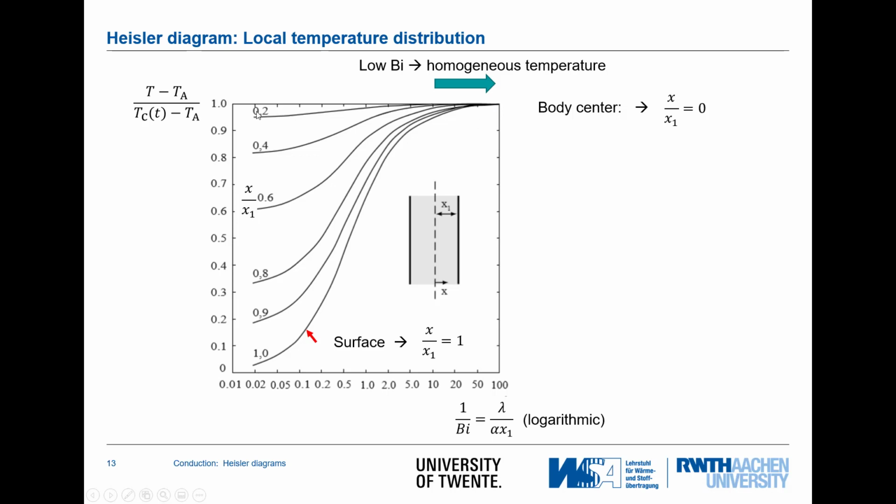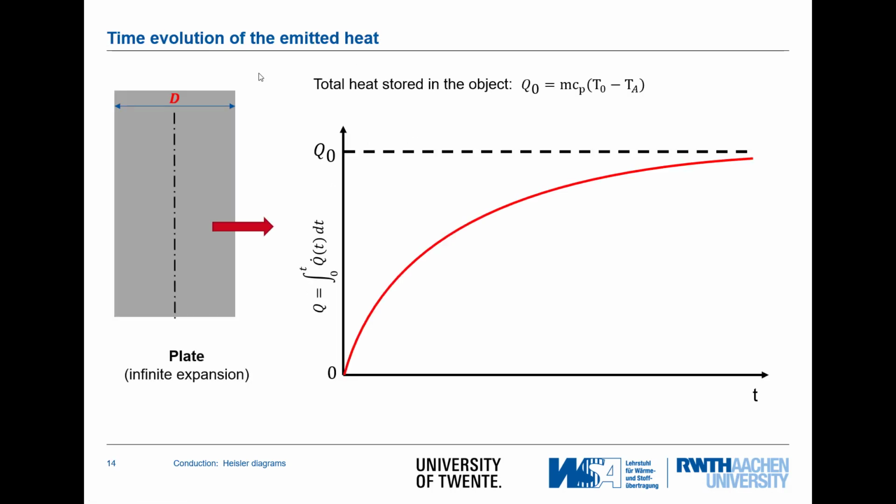And vice versa, on the other side, we have a very low resistance on the outside, a strong or more relevant resistance on the inside. So we have a severe temperature distribution inside the object. That was the second part. Now we look at the third part, which is the time evolution of the emitted heat.